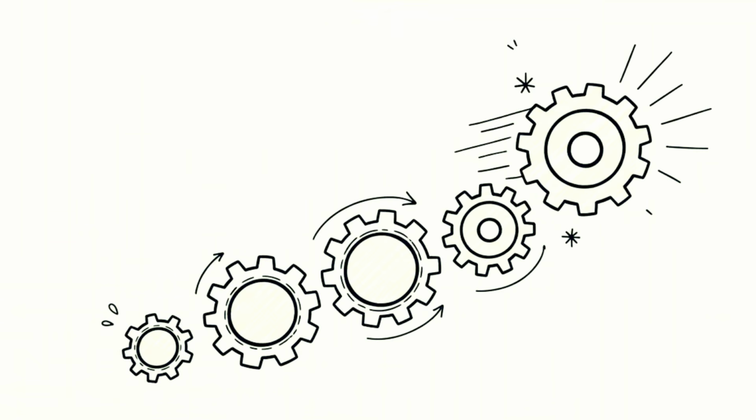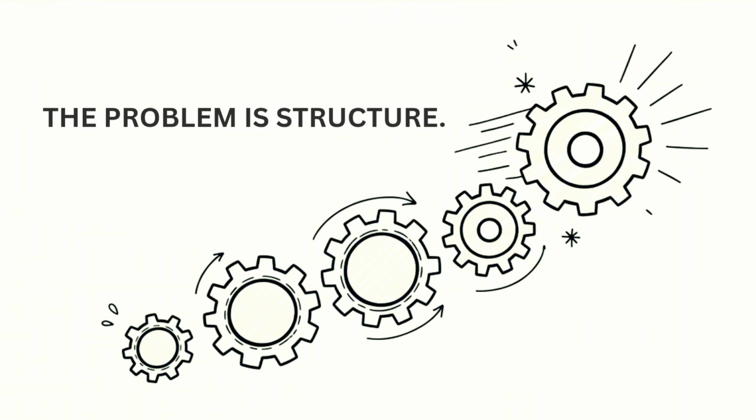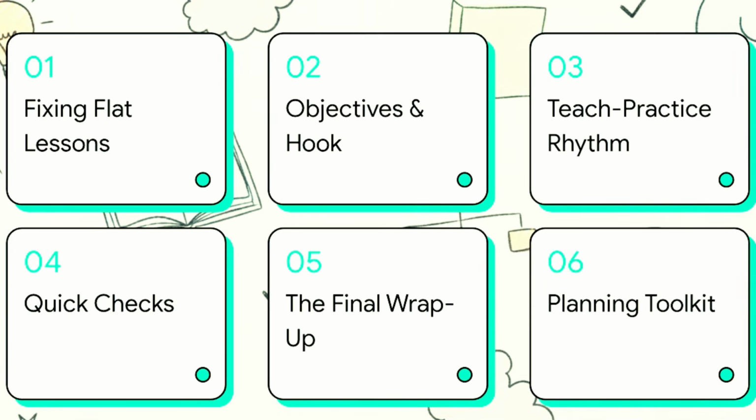I want to assure you right now that the ultimate remedy to disengaged students isn't about suddenly turning into a stand-up comedian. It's all about structure. We're going to use this empowering, reliable 5-step process today. It's basically designed to naturally capture attention, keep that momentum going, and ensure your students are actually learning. Okay, let's map this out. Today's explainer covers: 1, fixing the flat lesson; 2, objectives and the hook; 3, the teach-practice rhythm; 4, quick checks for understanding; 5, the final wrap-up; and 6, your lesson planning toolkit.